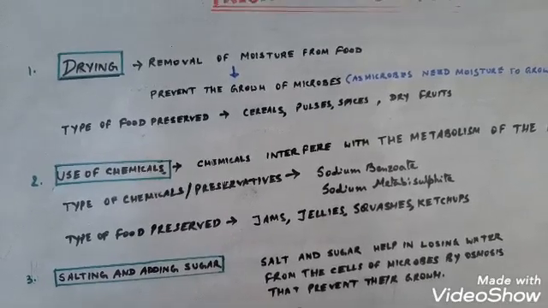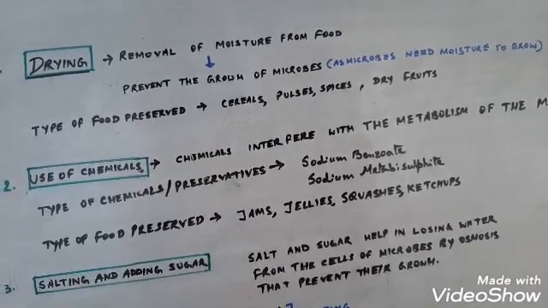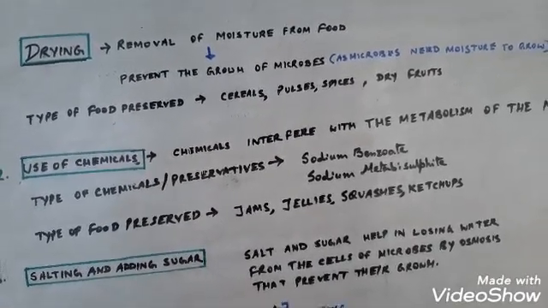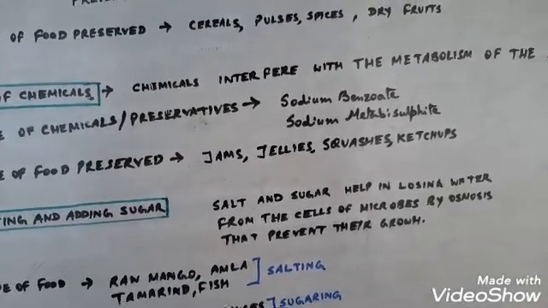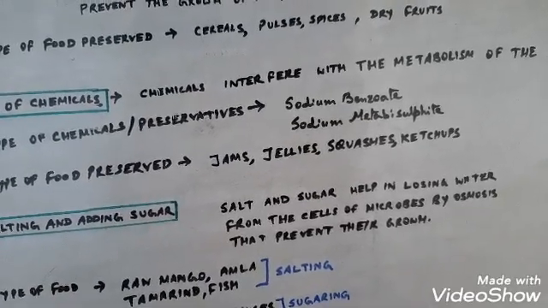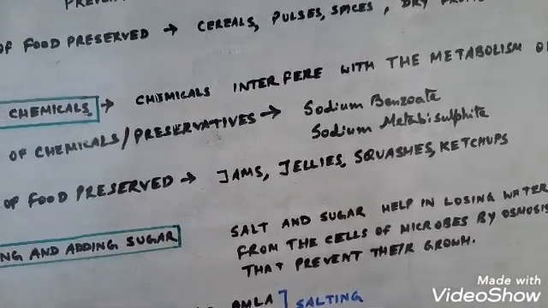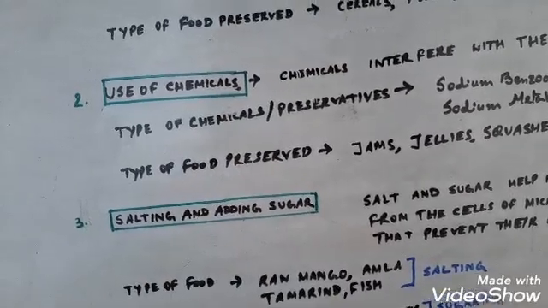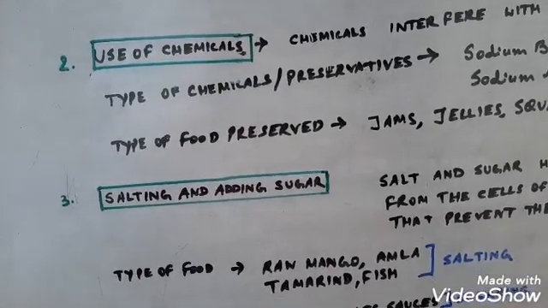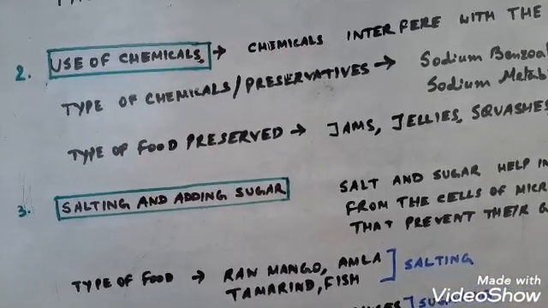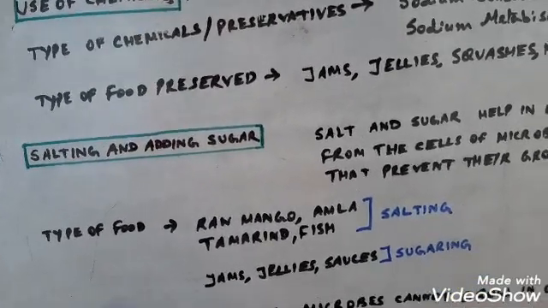So for the simple definition of osmosis, I have just described it so that you can understand what exactly osmosis means. Salting and sugaring of the food helps in the loss of water from the cell by osmosis. The microbes growing in the food may lose water through their cell wall and it will prevent the growth of the microbe in the food. So what types of food are preserved by salting and sugaring? I just gave an example of mango pickle or jelly. Raw mango, amla, tamarind, even fish, they are salted. And what about sugar? Jam, jellies and sauces are mainly preserved by sugaring.